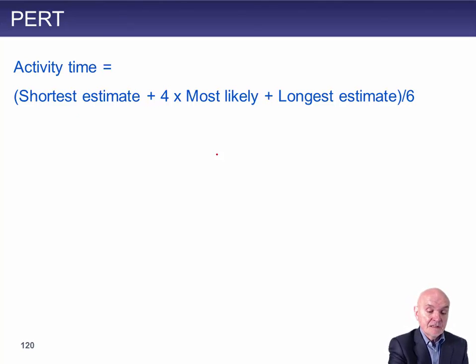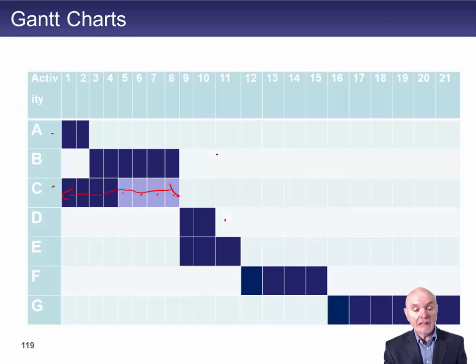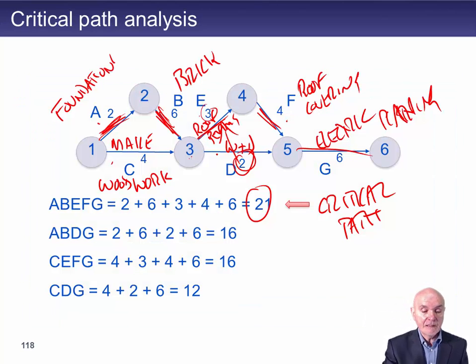What it does is take the shortest estimate, the fastest time you can do the activity, then 4 times the most likely, and then the longest time. So you've got 6 components in there, and you take the activity time as a kind of average of those.